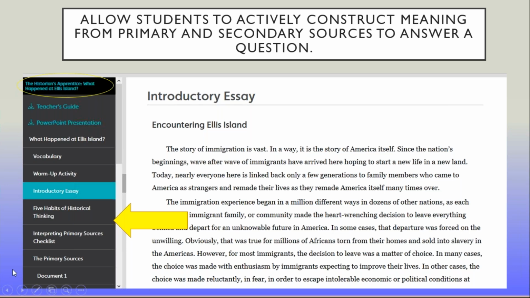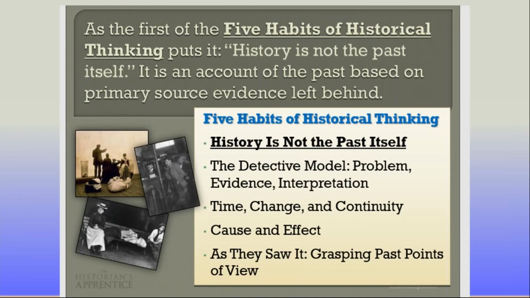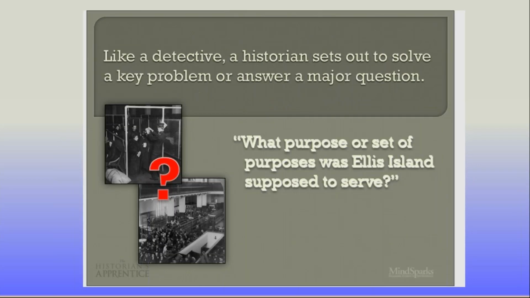This is an example of the PowerPoint. I want to show you a couple of slides, how you can teach and model for students what historical thinking is all about. So it could be cause and effect. I really like the detective model, where you have a problem, you look for evidence, and you interpret that evidence. And those are all built into these Historian's Apprentice lessons. So like a detective, a historian sets out to solve a key problem or answer a major question.